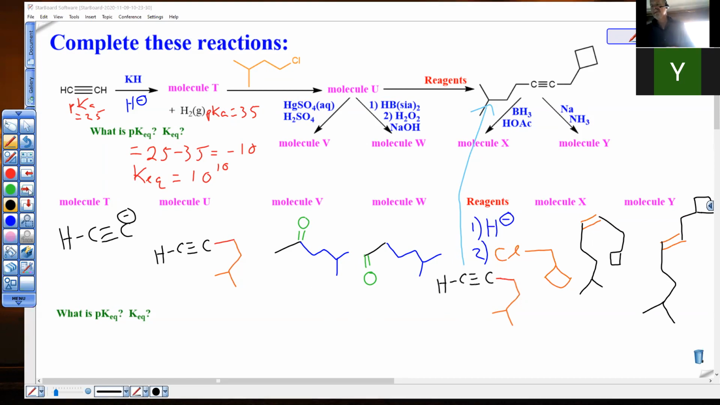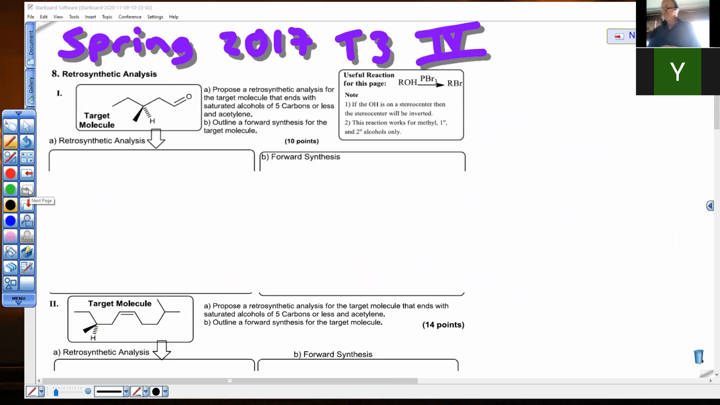And here I stole two test questions from spring 2017's third test. And what are the stipulations here? Propose a retrosynthetic analysis. What the heck does that mean? For the target molecule that ends with the saturated alcohols of 5 carbons or less and acetylene, please, if you don't know what acetylene is, skip this page. Skipping this page is 24 points down the tubes, though. Not a good idea. I think we better know what acetylene is.